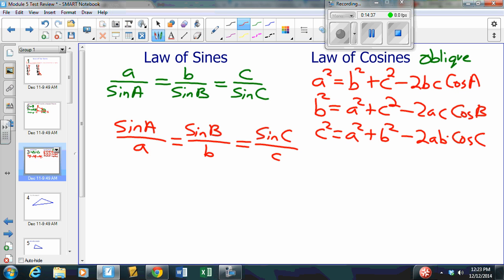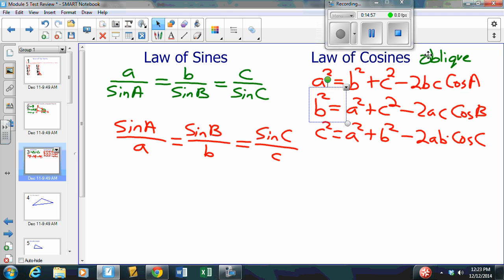Those are the law of cosines, but it's really the same formula, all three. It just depends on which one you're looking for. If you're looking for side A, then you'd use this one. If you're looking for side B, this one, side C, this one.